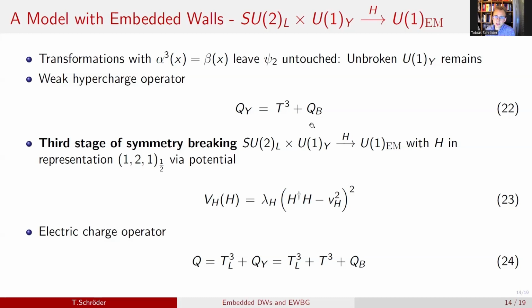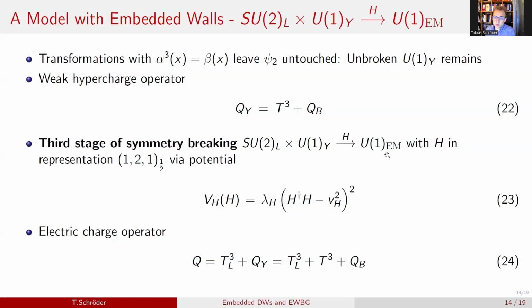With this, we can come to the third and last stage of symmetry breaking, which is the electroweak symmetry breaking. We do this with the usual Higgs doublet. This Higgs doublet is a singlet under SU(3)_C and SU(2)_A and a doublet under SU(2)_L, and to get the weak hypercharge correctly, it has to have charge Q_B = 1/2. The symmetry breaking can be obtained as usual with a quartic potential given in equation 23.